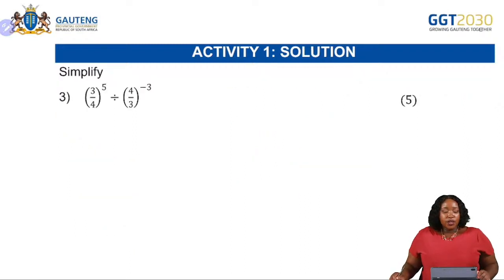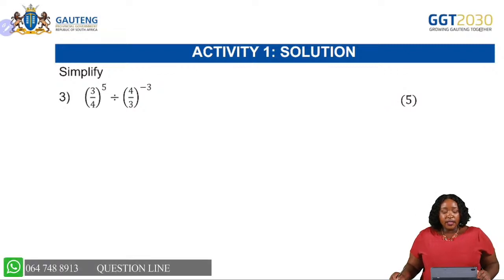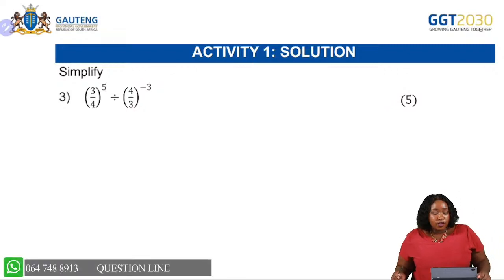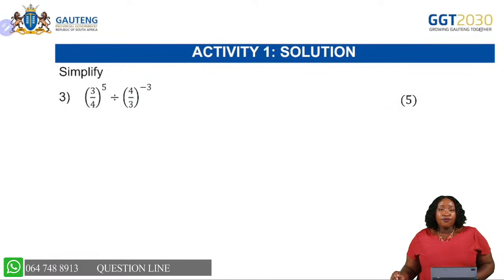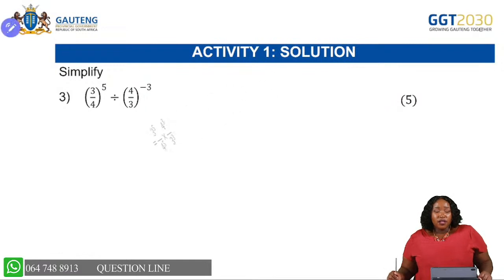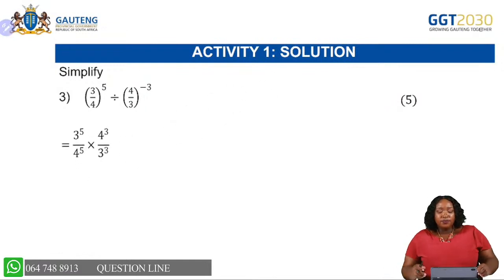Okay, the next question says simplify, all right? And then you have 2 fractions. One fraction is 3/4, and this one is raised to the power of 5, right? And then the other one is 4/3, and it's raised to the exponent -3. Right. Now we know that we have to write the 4/3 raised to the -3 as a positive exponent when we work with it, right? Now let's see how we do that.